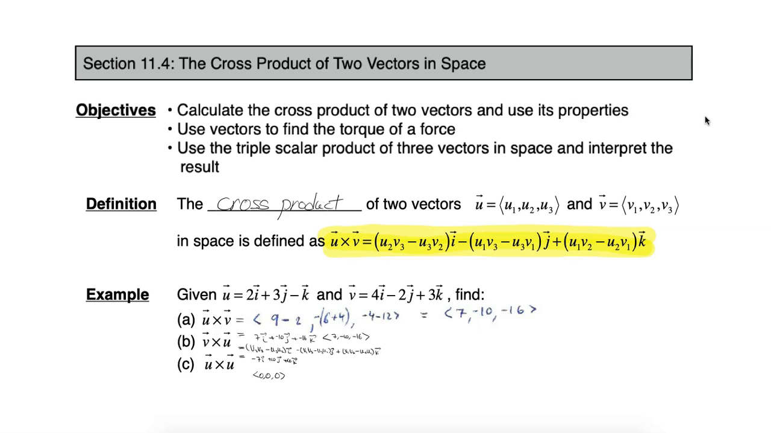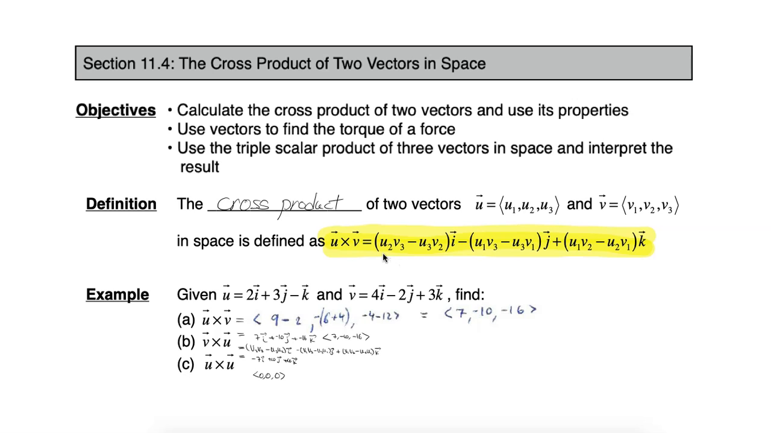So the cross product is defined like this. If u is u1, u2, u3, and v is v1, v2, v3, then this is what the cross product looks like. First thing we need to really notice here, besides what the components are, but we'll talk about that later, is that the cross product of two vectors yields a vector. When we talked about the dot product, we saw that what came out of the dot product was a scalar, a number. This time the cross product yields a vector.